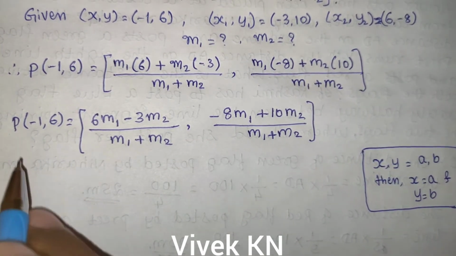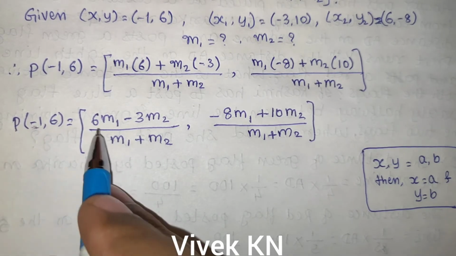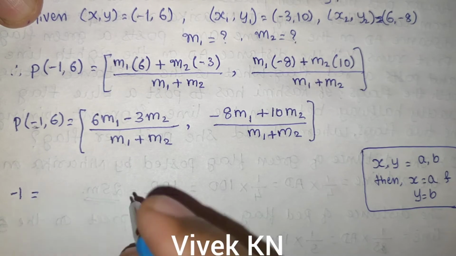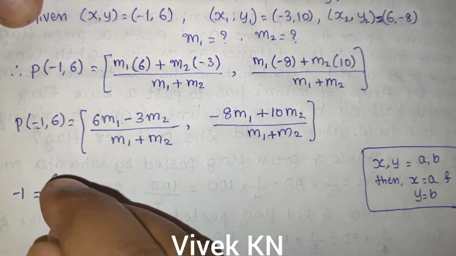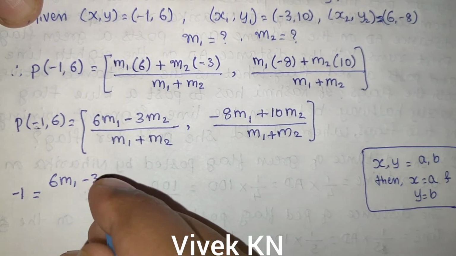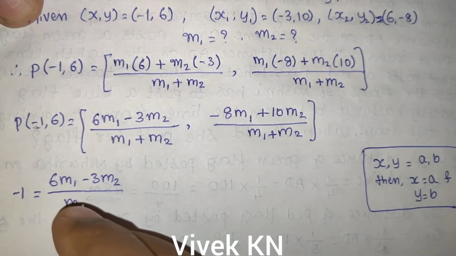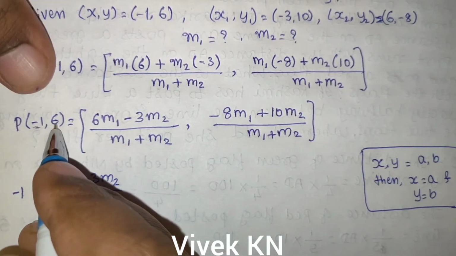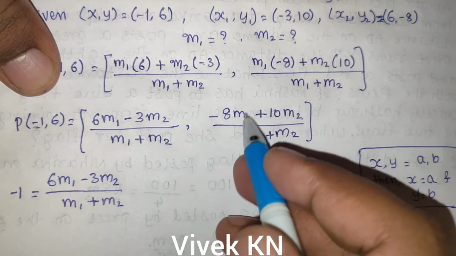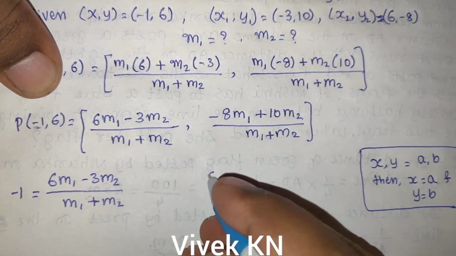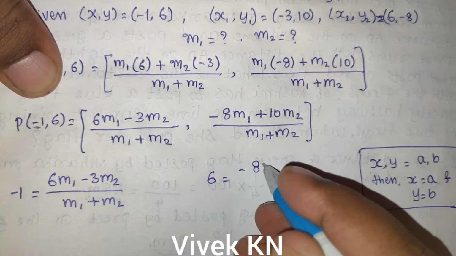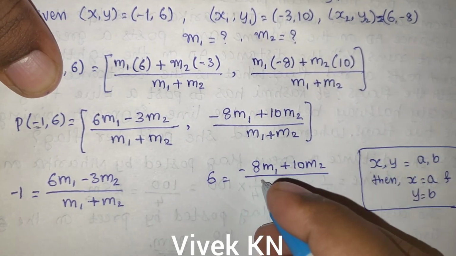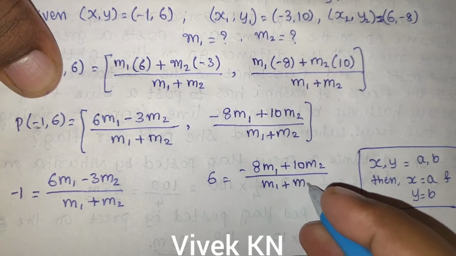In the same way, we equate the x coordinate of the point P with the x coordinate of the line segment AB. That is, -1 is equal to (6m1 minus 3m2) divided by (m1 plus m2). Next, the y coordinate must be equal to the y coordinate of the line segment AB. That is, 6 is equal to (-8m1 plus 10m2) divided by (m1 plus m2).